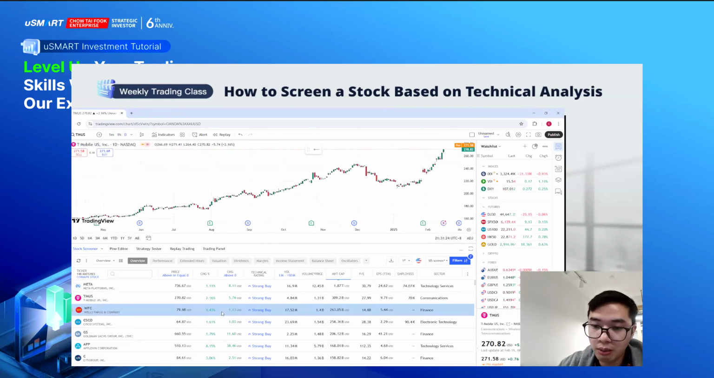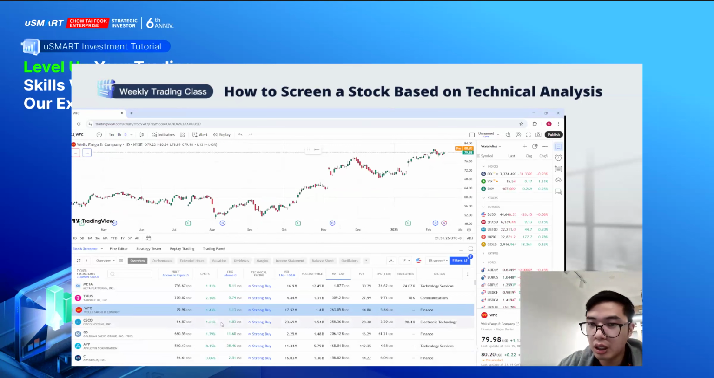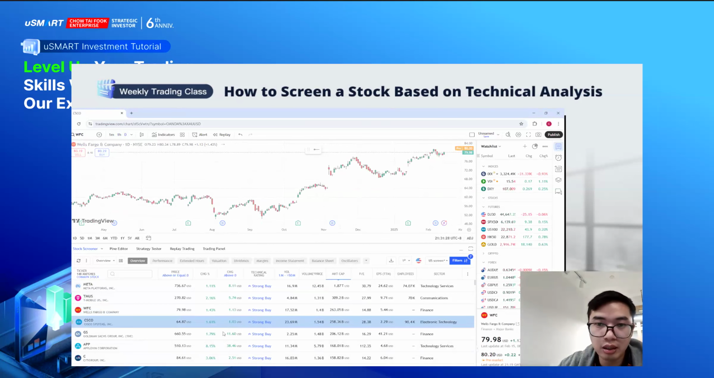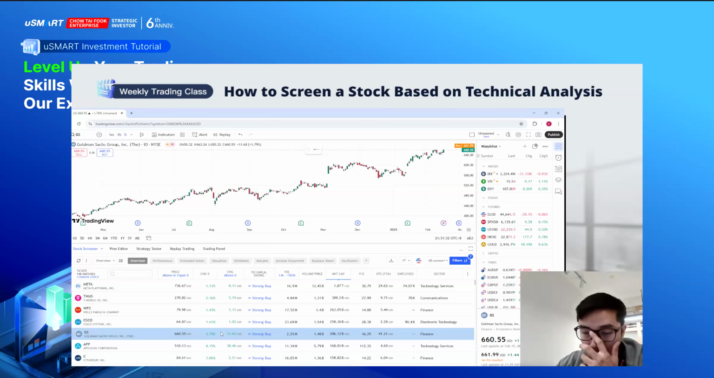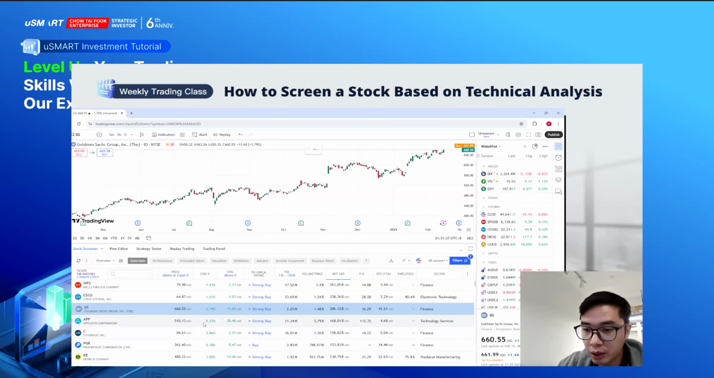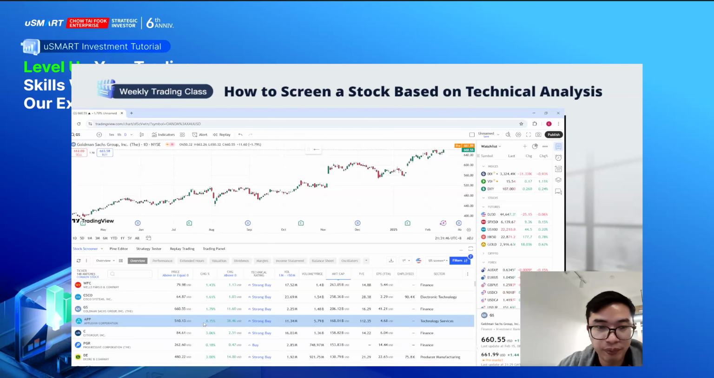So recently, most of the prices, I think, are very extended. For very extended stocks, I try to avoid them because it tends to lure people to buy in at a very high price, and then when the correction happens, we tend to get trapped at the high.